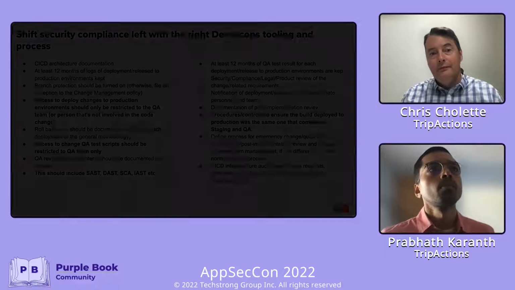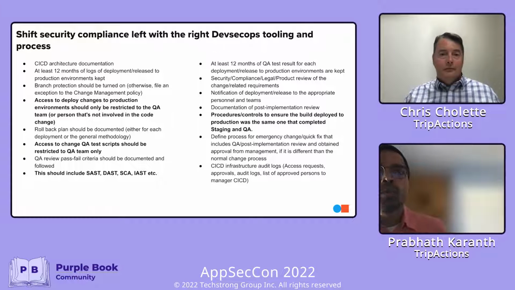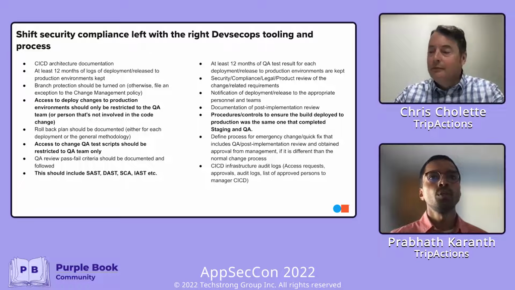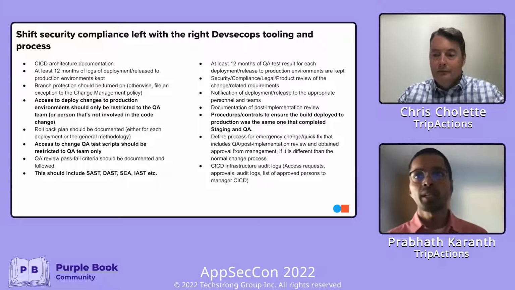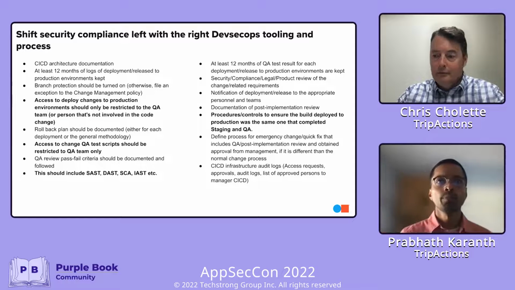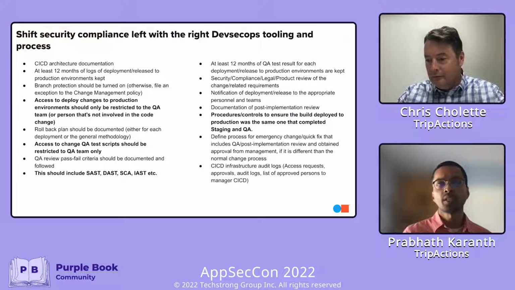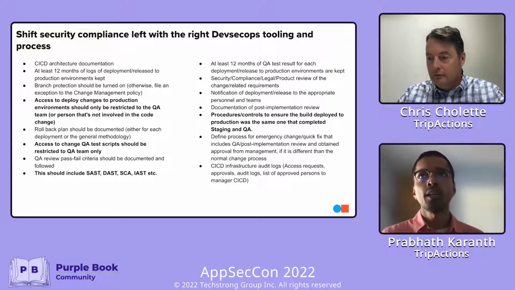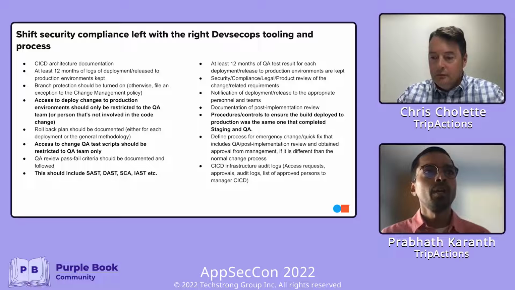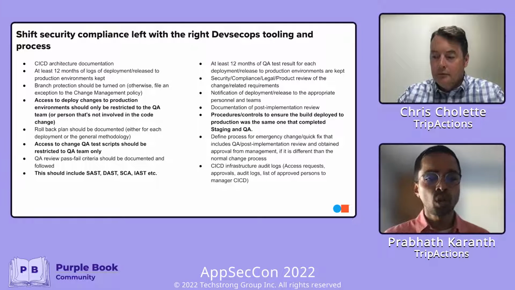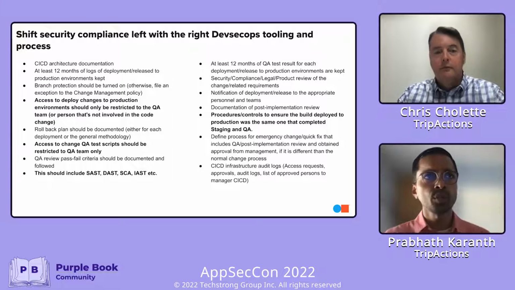Next slide. All right. So this slide was created with an intention to provide all the listeners some of the controls and compliance aspects that need to be accounted for from a security compliance and audit perspective as you're moving security and compliance to the left of the development lifecycle, right? So some of the critical things that you need to have is your CI/CD architecture documentation, have a mechanism to retain your logs for at least 12 months so that you can demonstrate period of operating effectiveness of controls for frameworks like SOC 1, SOC 2, etc.